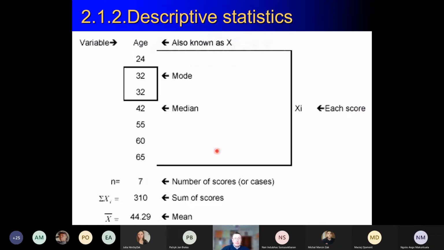And how would it be seen on a real small data set, when we have age as the variable x, and each one could be seen as x or score, each score with a number, sample size n equals 7. So how can we get the mean manually?